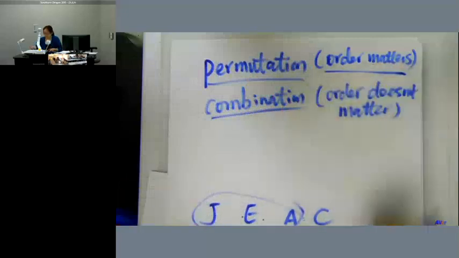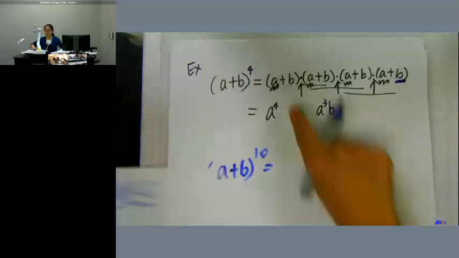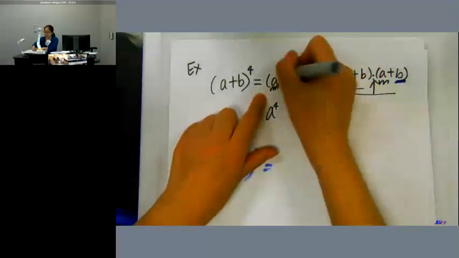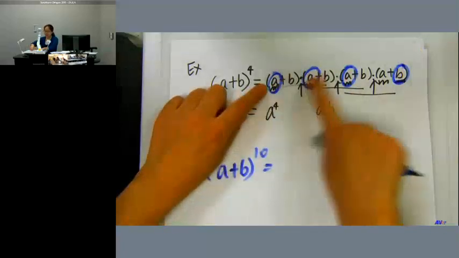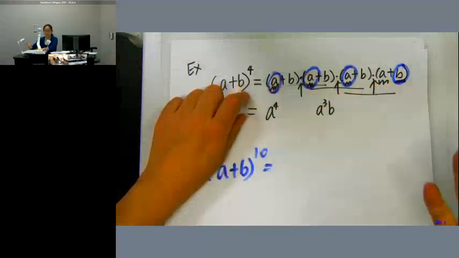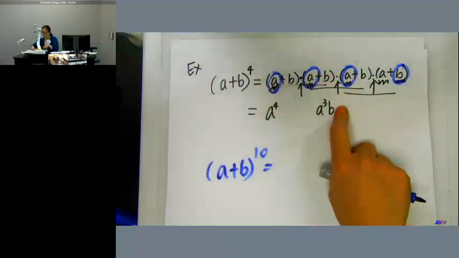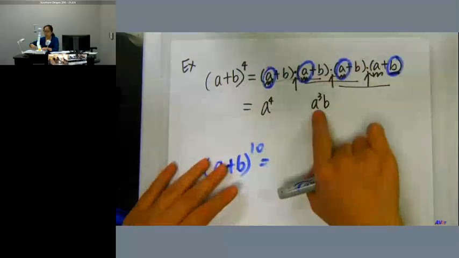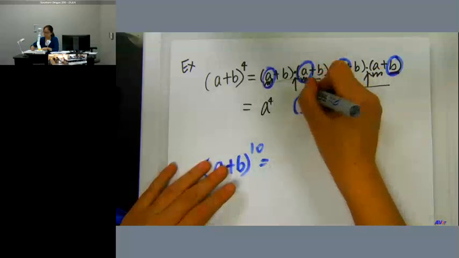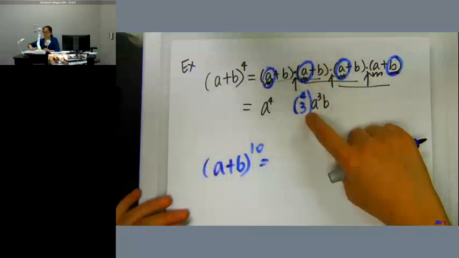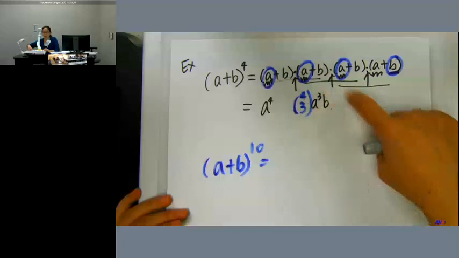So combination is, the order does not matter, so 4 choose 3. The same thing here. When you choose, say, for example, these 3 A's and that B, it doesn't matter if you choose this A, this A, that A, or this A, that A. That's the same 3 A's, right? So you're going to get A times A times A. It doesn't matter which one you choose first. So over here, how many ways to choose 3 A's? It's going to be 4 choose 3, which gives you 4. So you're going to get 4 copies of A cubed B, which is 4A cubed B.